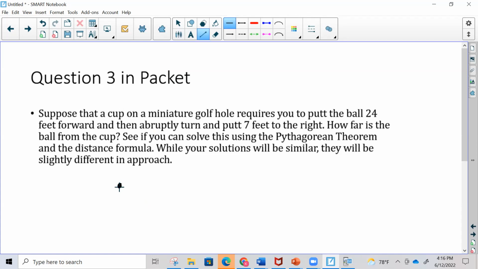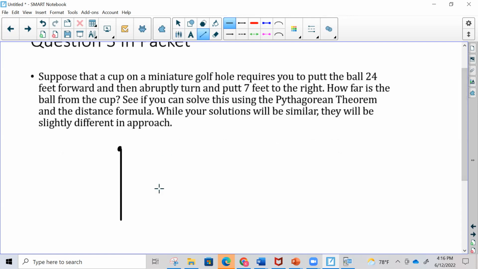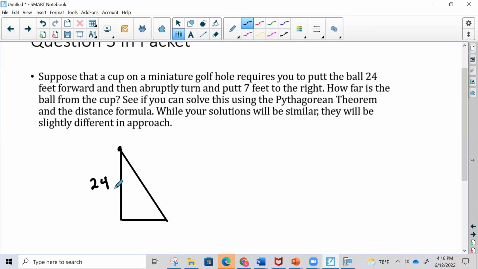And then abruptly right. So let's say forward is like here. So we're going 24 feet that way. And then wherever I stopped, I abruptly turn right 7 feet. So it looked like this. And we're trying to find how far the ball is from the cup. So we're looking for this distance. And we know this is 24 and this is 7. See if you can solve using the Pythagorean theorem and the distance formula. Your solutions will be similar, but slightly different in approach.